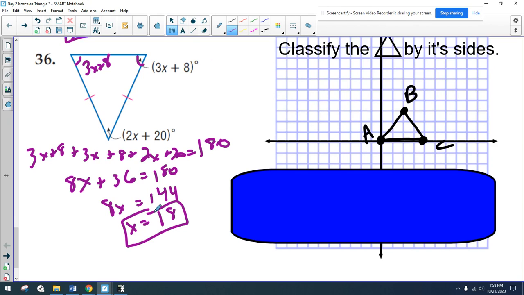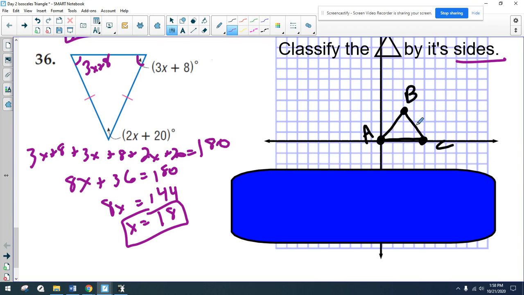in. The very last one that we're doing today is going to be classifying it. So classify, remember when it says the word classify, that's when you're going to use your words. So that's when we're going to be using isosceles or scalene. So we're looking for sides. So it's either isosceles, scalene, or equilateral.